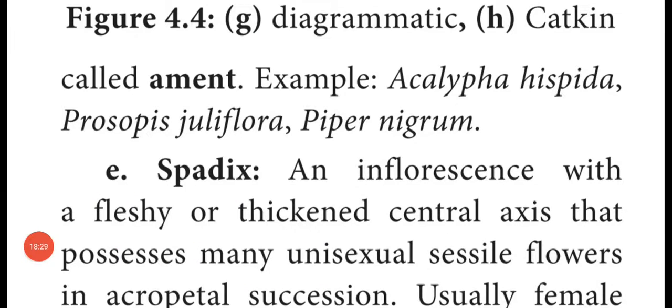The catkin inflorescence is also known as ament. Dear students, kindly note it down, it is an important 2-mark question. What is ament? The catkin inflorescence is known as a pendulous spike, a long, drooping inflorescence axis which contains unisexual or bisexual flowers. It is also known as ament. Example: Acalypha hispida, Prosopis juliflora, Piper nigrum.